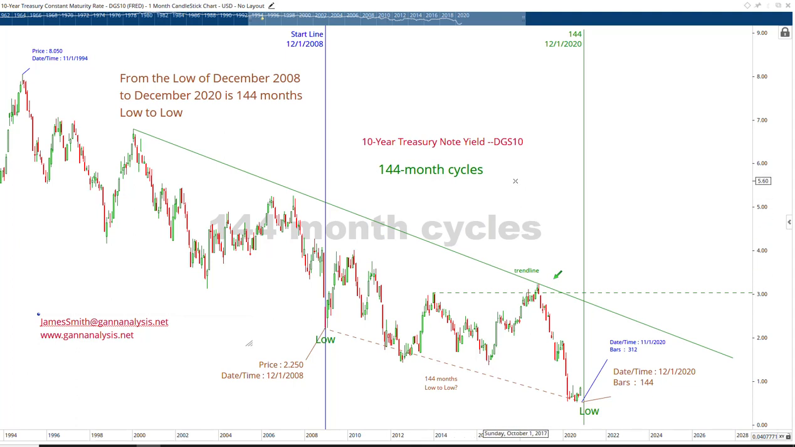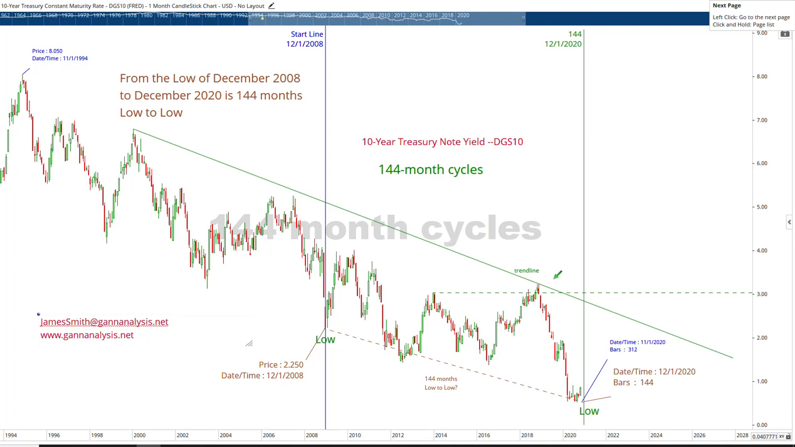But if you're a technician, especially a Gann technician, you would say 144 months is a big cycle. I've got to watch this for a possible turn. So I'm just saying 144 is the most important cycle you can look at. Daily, weekly, monthly. You should be drawing 144 counts from all time frames on all markets.